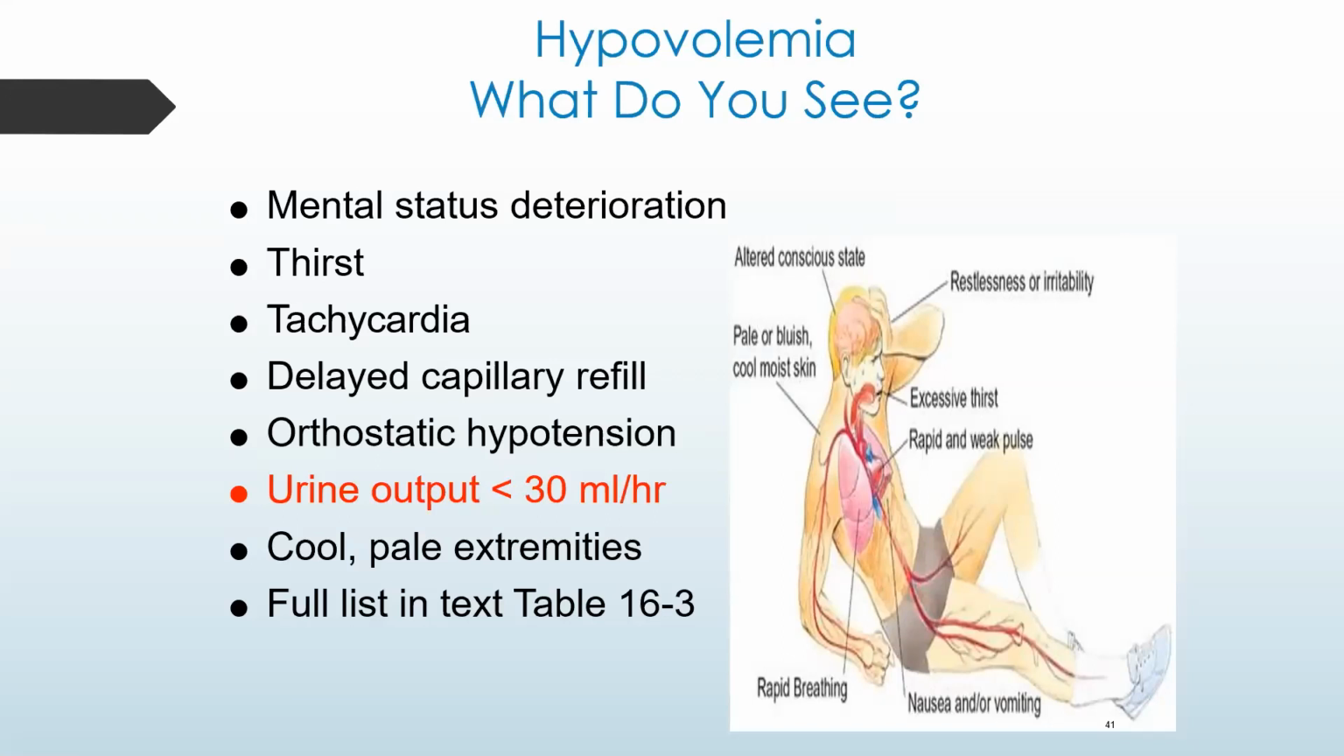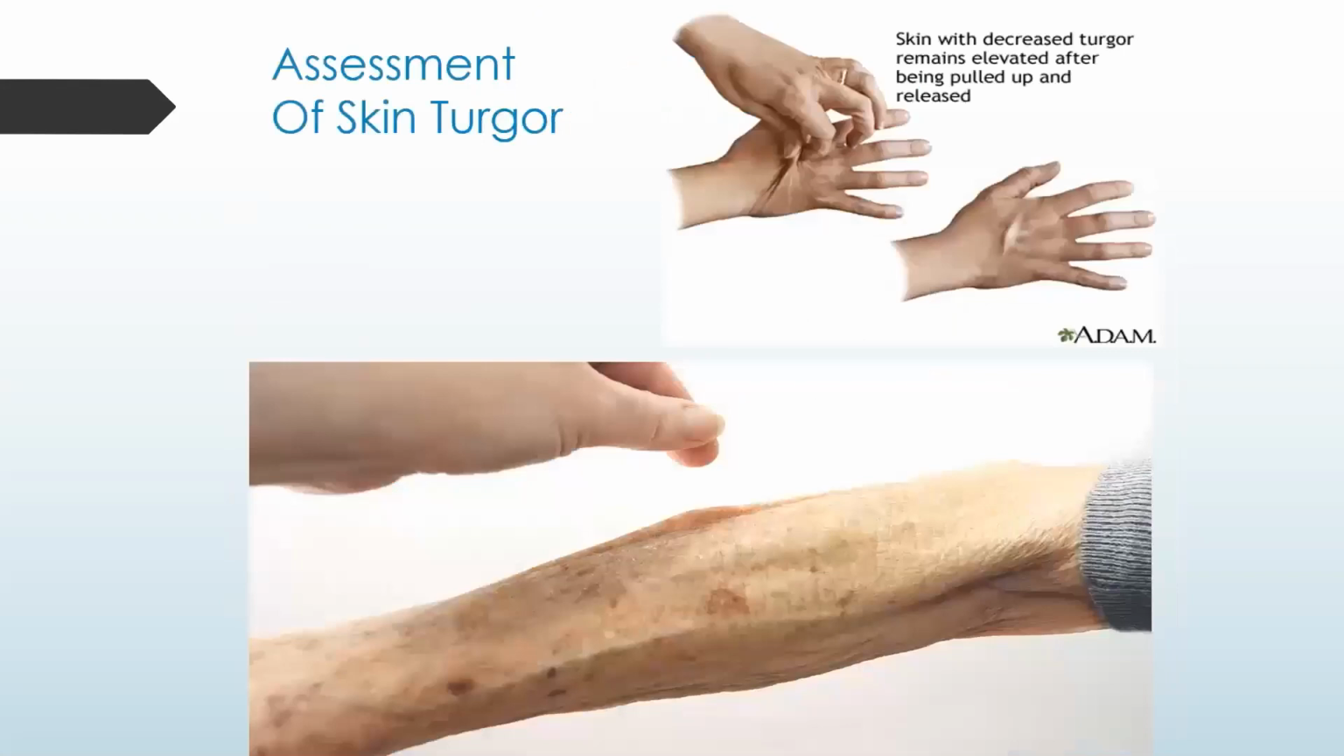We talked about this in class as well. Remember, the elderly already have integumentary changes that will not allow us to get a good reading by checking skin turgor in the arm. So other places that you can use are the sternum or the forehead.